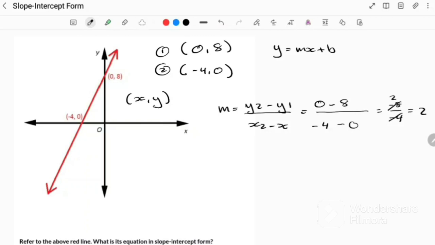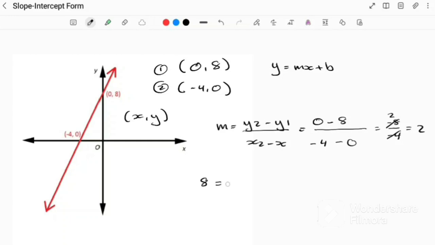We still need to find b, and we can find b using any one of the coordinates. Let's use 0, 8. So instead of y, we're going to plug in 8. We're going to use the points 0, 8, x and y. So we have 8 is equal to, for m, we're going to plug in 2. For x, we have 0 plus b. That's what we're trying to find. This is 0. So our b is equal to 8. You can go ahead and try and use the -4, 0, the second coordinates, to find b. You'll get the same result.